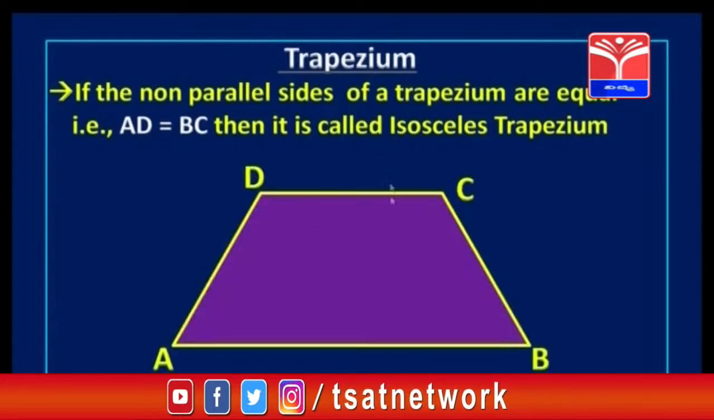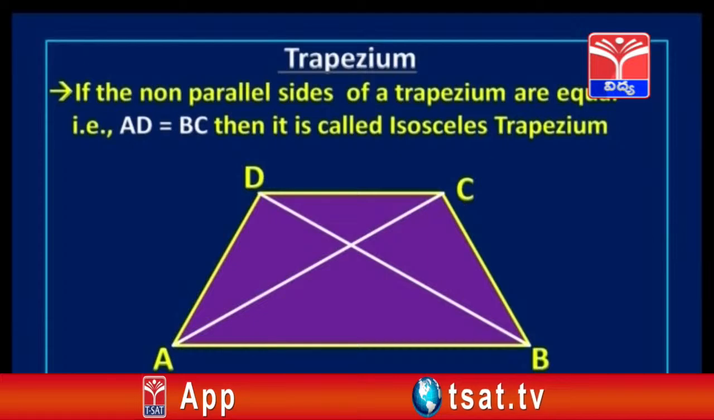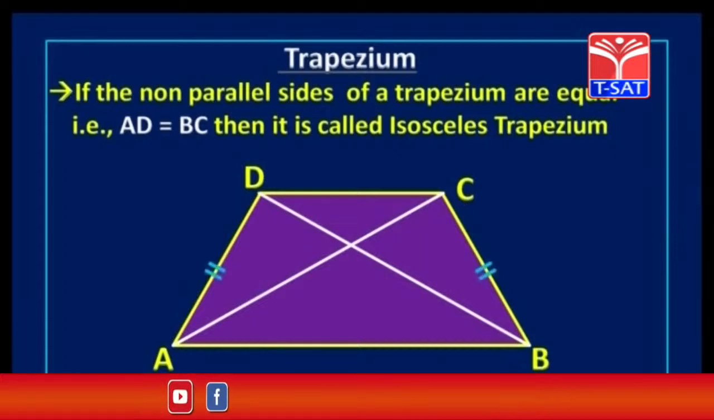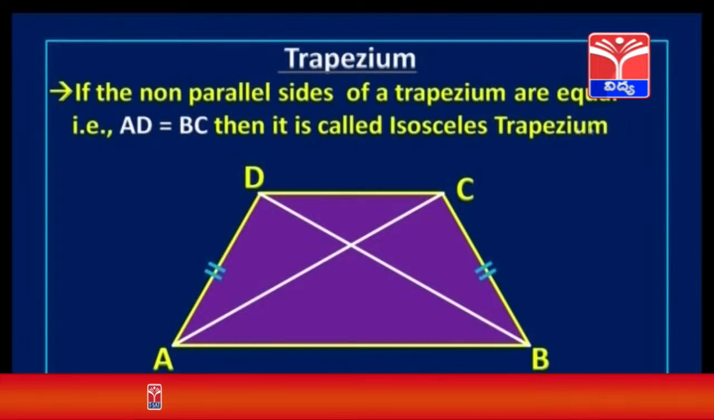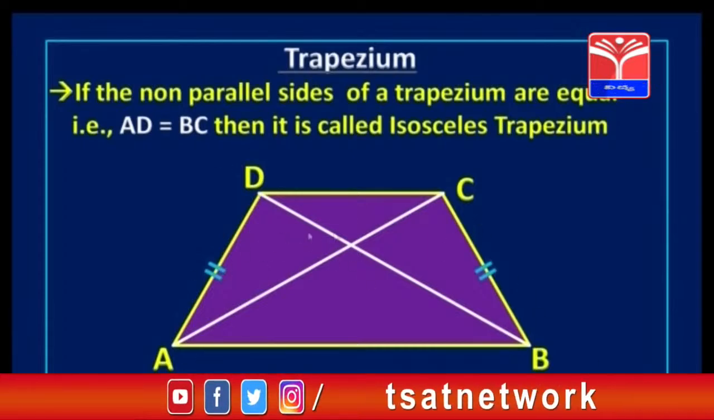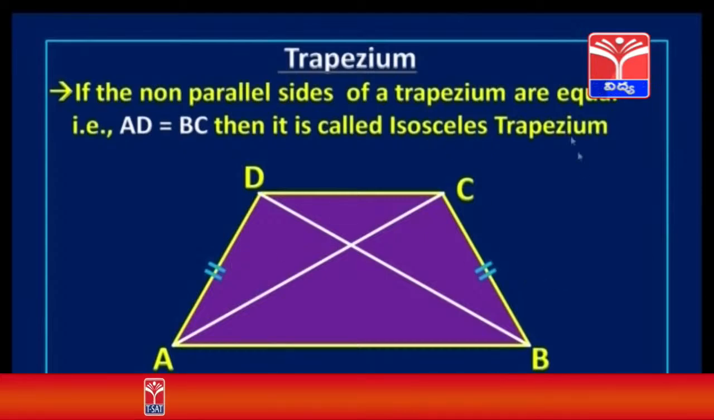Children, observe the trapezium here. Yes, it is a trapezium because AB is parallel to CD and I am taking two diagonals here, AC, BD, and I can say that AD is equal to BC. So I am calling this trapezium an isosceles trapezium. Children, when can we call a trapezium an isosceles trapezium? Yes, when non-parallel sides are equal. See here, AB is parallel to CD, AD and BC are non-parallel sides. If they are equal, then it becomes an isosceles trapezium.